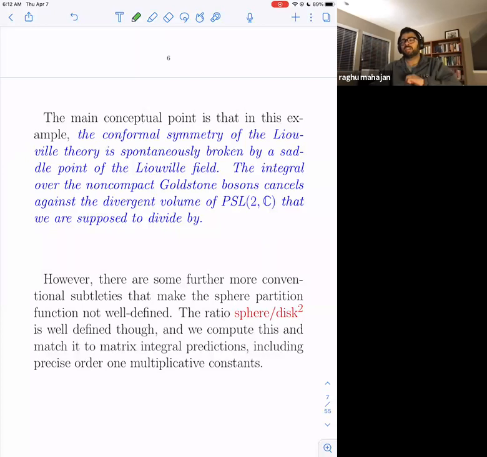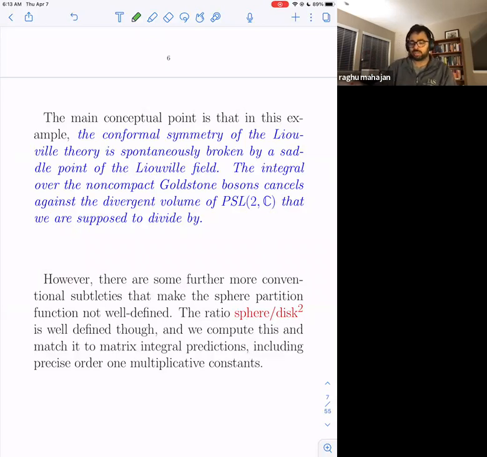So the situation is that we are dividing by an infinite volume of PSL(2,C), but in the numerator, we have a non-compact family of saddle points, which also gives an infinity. And those two infinities cancel in a very precise way, because the saddle points are being generated by the action of the group in the denominator. So this is precisely the setting where a Faddeev-Popov procedure can come in and help render the answer completely finite. So this thing in blue is really the main conceptual point that was there in this paper by Zamolodchikov, which is the existence of saddle points on which the conformal symmetry acts non-trivially.